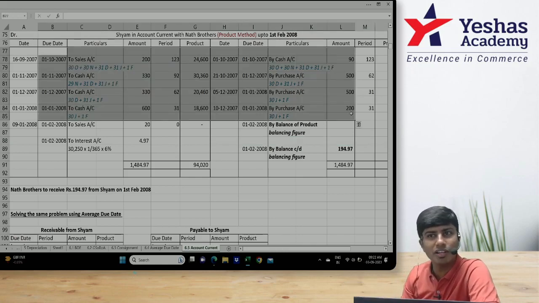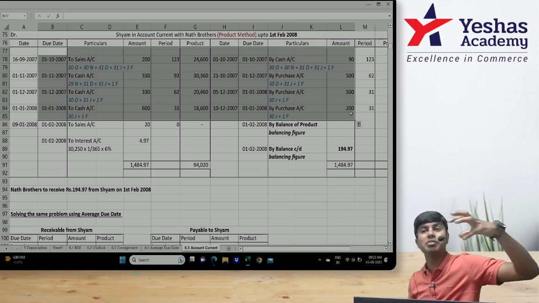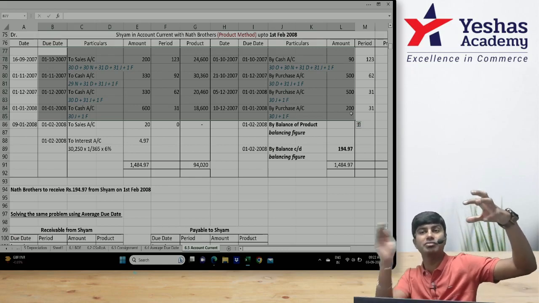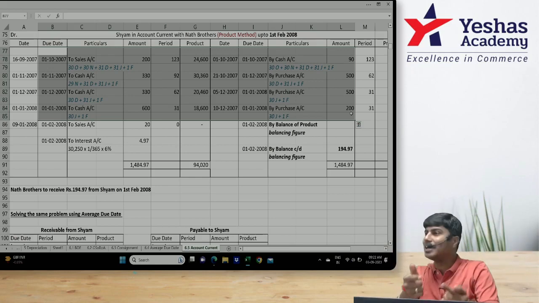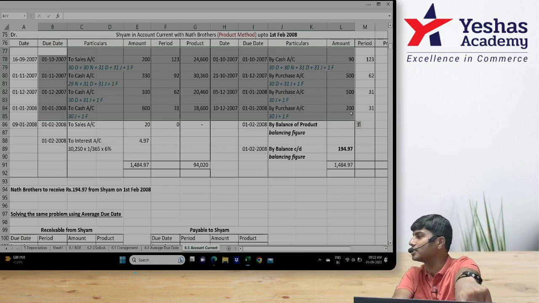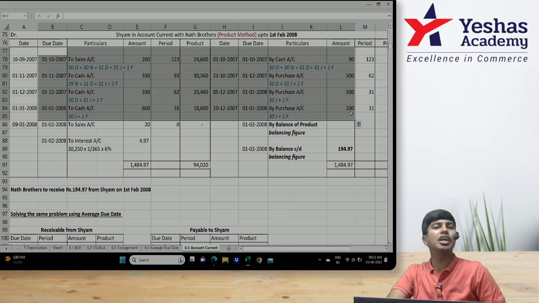Are you getting what I'm trying to tell? So this is a running statement, meaning you can go on adding transactions to it. This is open for changes. When we add a transaction, account current can accommodate another transaction, but average due date cannot.